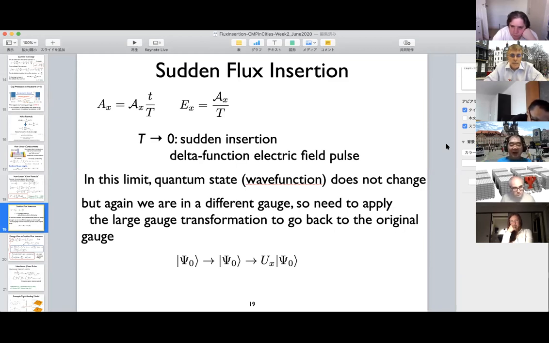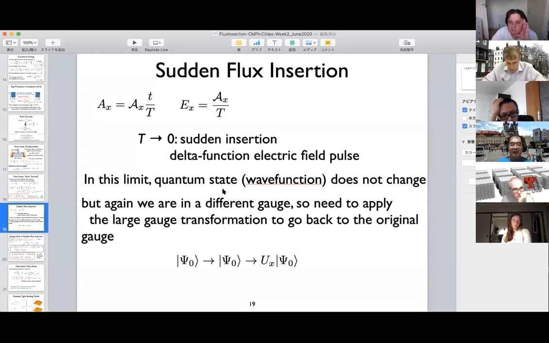But here I consider a similar process. The vector potential is proportional to time t over the period of time capital T. But I can now send this period, the length of the flux insertion process, to 0. Then that means that I suddenly insert a flux instantly, bang. This physically corresponds to applying a delta function electric field pulse to the system.